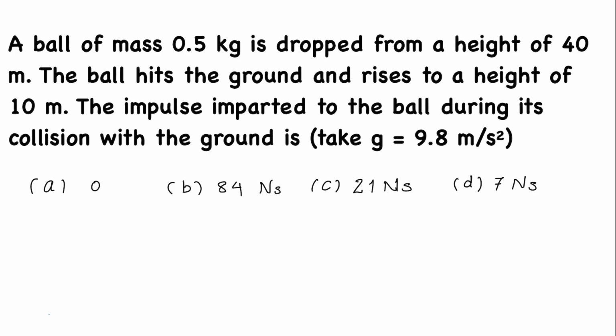In today's video, we are going to discuss a numerical from Newton's laws of motion, where we have a ball of mass 0.5 kilogram, which has been dropped from a height of 40 meters, and the ball hits the ground and rises back to a height of 10 meters. The impulse imparted to the ball during its collision with the ground is, given that g is to be taken as 9.8 meter per second square.